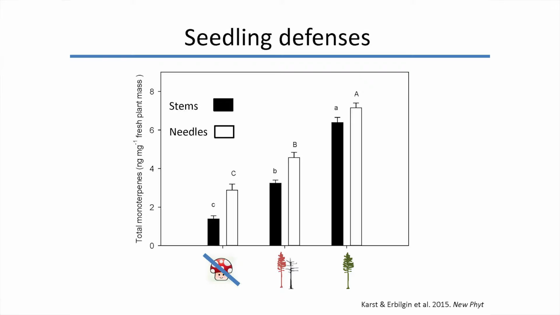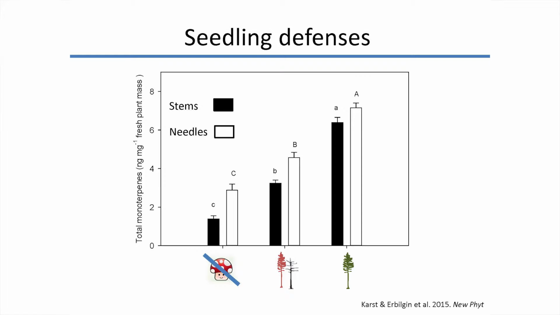So we had 3 different treatments. We had soil collected from healthy pine stands, and we used that to inoculate pine seedlings. We had soil collected from our beetle-killed stands, and then we had a non-inoculum control. So we let the pine seedlings grow, and then this measure of performance, we were measuring the defenses of these seedlings. And this is measured by total monoterpenes. We measured them in the stems and needles.